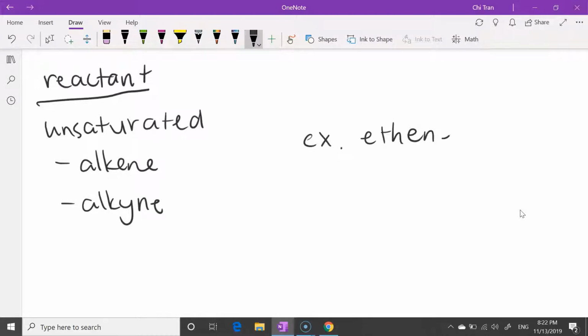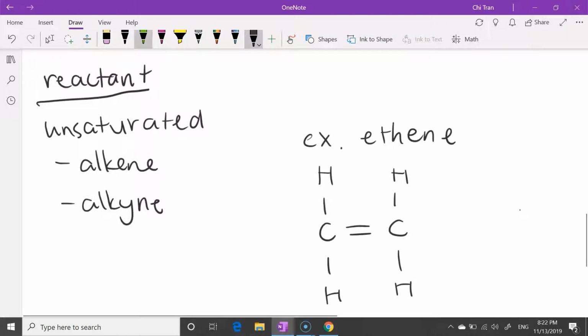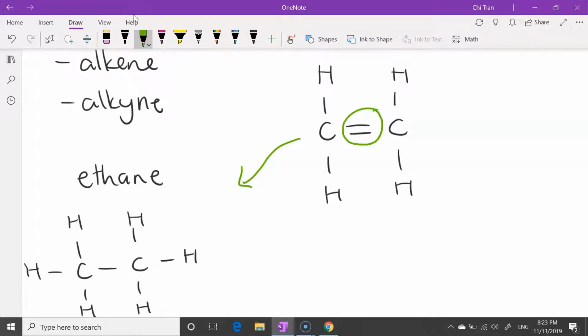So an example of an unsaturated molecule can be an ethene molecule. So here's the drawing of it, and the double bond will be broken and more atoms can be attached to it. And so the double bond will be broken, allowing, in this example, hydrogens to attach to it and create ethane. And so in this particular example, hydrogen gas is one of the reactants.